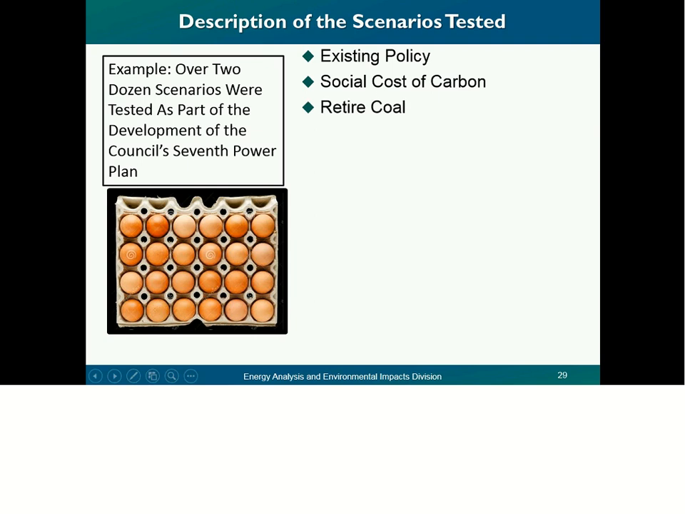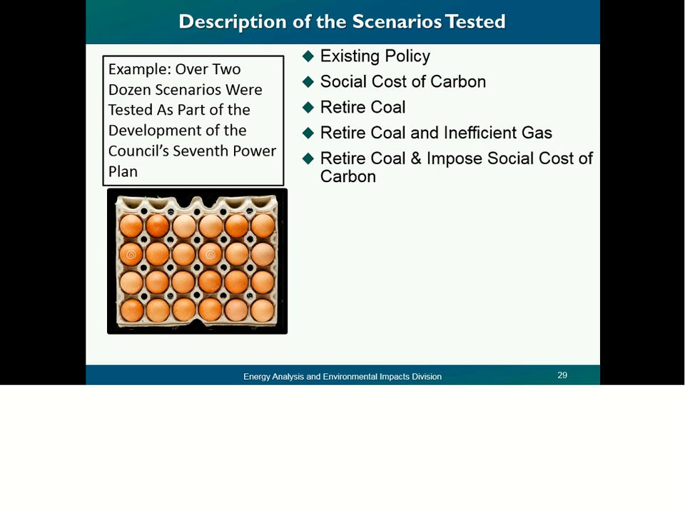We had to just retire coal, get rid of the coal fleet in the Northwest. We had to retire coal and inefficient natural gas. Take those old units that had heat rates above 8,000 out of the fleet. Just use more modern units. Retire coal and impose the social cost of carbon. We get a sense here, we're trying to pound carbon out of the system because that was a big deal.